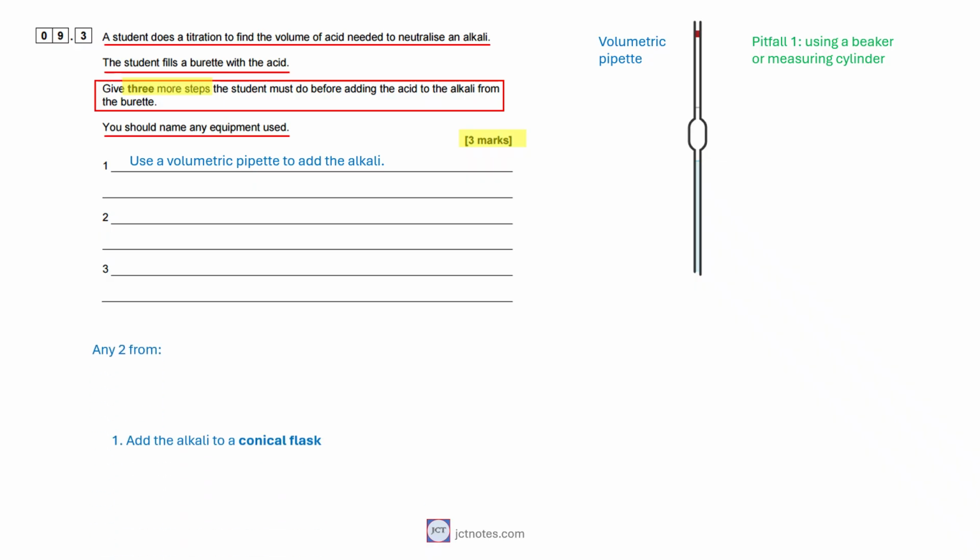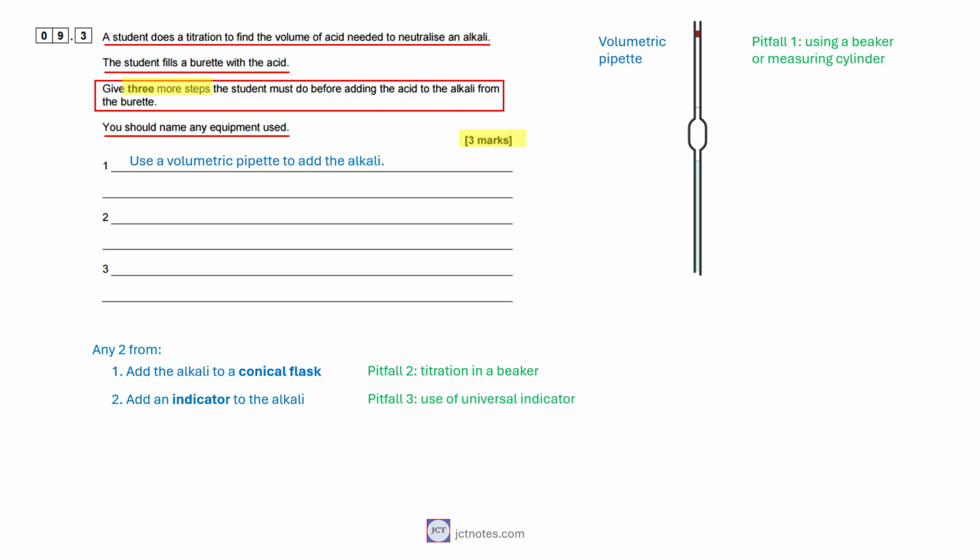First, the alkali must be added into a conical flask. The examiner's report notes that carrying out a titration in a beaker will not gain credit due to the risk of spillage while swirling. Second, we need to add an indicator to the alkali. But beware of a massive trap here. You can name a specific indicator like phenolphthalein or methyl orange, but you must not accept universal indicator. The examiner notes that universal indicator changes color too gradually, making it completely unsuitable for detecting the exact endpoint of a titration.